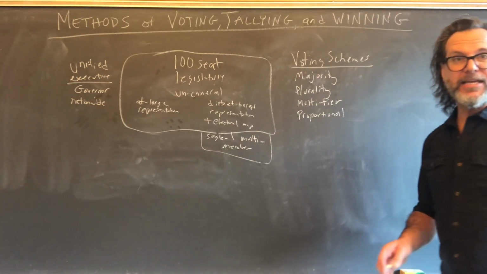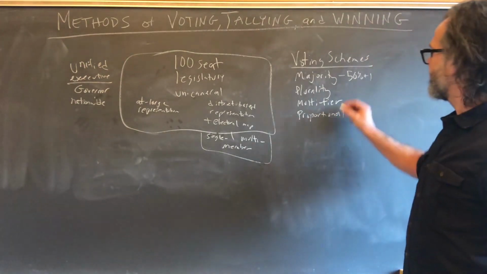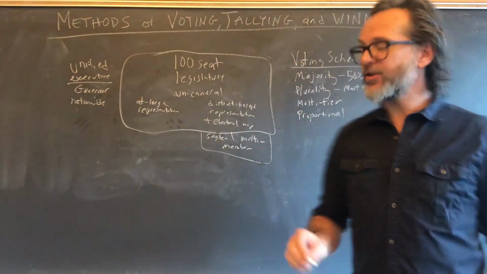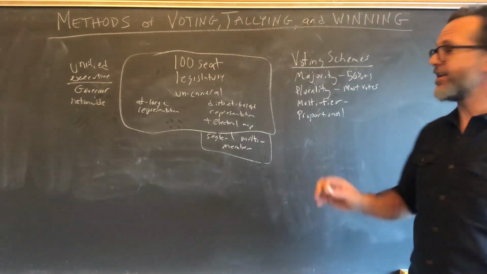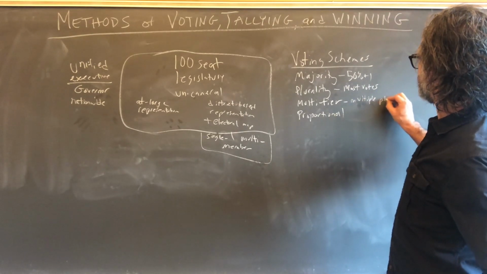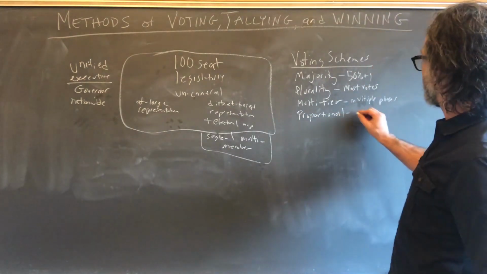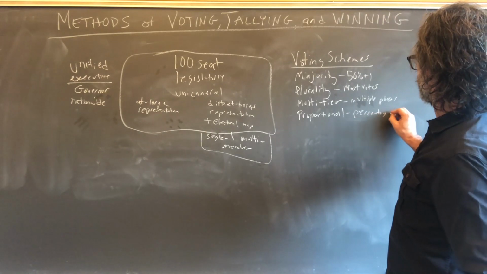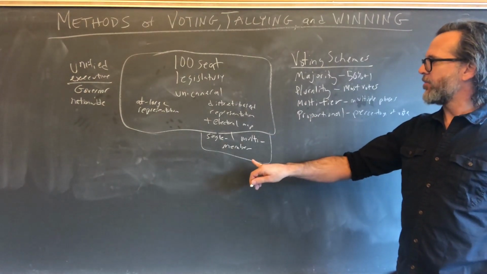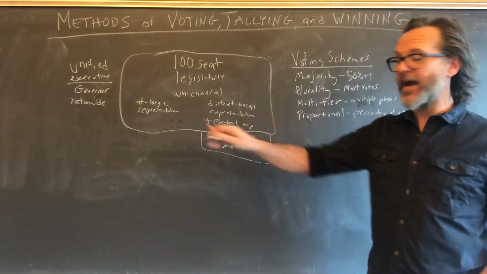A majority scheme means 50% plus 1 votes is the winner. Plurality means most votes. A multi-tier scheme is one that has multiple phases, more than one phase. And a proportional system awards seats proportional to the percentage of the vote. All three of these can be used in multi-member districts and in at-large. Only this one can be used for at-large representation.